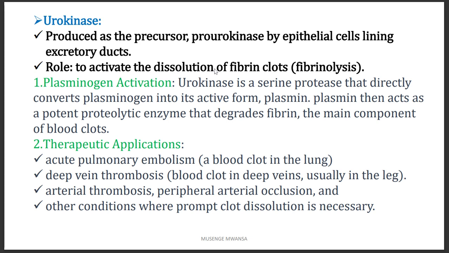So this is the dissolution of fibrin clots, which is called fibrinolysis, as we talked about. What are some therapeutic applications? Acute pulmonary embolism, a blood clot in the lung. There is deep vein thrombosis, a blood clot in deep veins, usually in the leg. There is also arterial thrombosis, peripheral arterial occlusion, and just some other conditions. So you can use urokinase to treat all this, because you know it is going to break those clots. And so if you have, let's say, pulmonary embolism, you are going to destroy those clots in the lungs, and then blood will be able to move well.